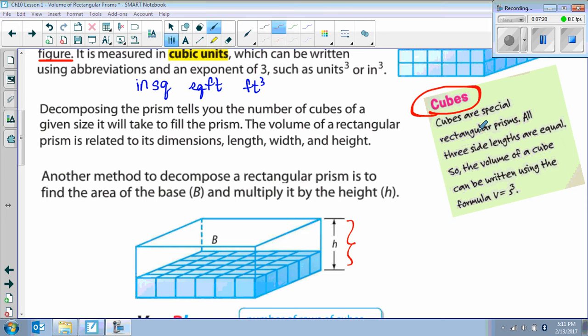Now, cubes are a special kind of rectangular prism because for a cube, the length, the width, and the height are all the same. And one way that you will see the formula for a cube is that the volume is equal to a side cubed. So that's side times side times side. And since they're all the same, that's why they put just one side.